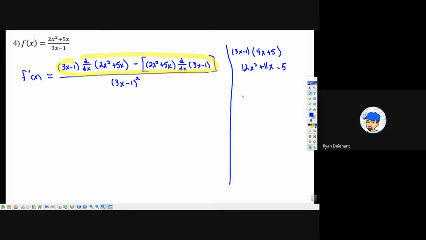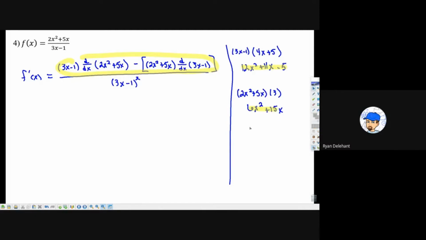Now we need to do the second part here. So this is going to be 2x squared plus 5x times the derivative of 3x minus 1. So the minus 1 is going to turn into 0, and the 1 will come down, so this is just a 3. So we're going to multiply everything by 3, and we get 6x squared plus 15x. So these are our two parts on the top. And then we just need to combine them.